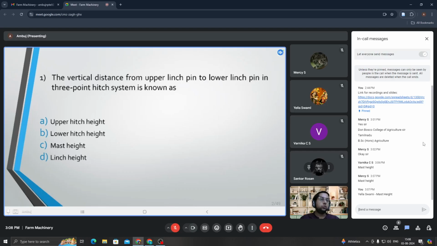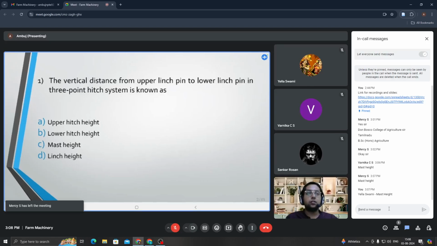One new person has also joined, so I would like to have his opinion also. Please do give your opinion about this question in the chat box. It need not be correct in the very first attempt. You just try to answer this particular question. It is based on the previous week's content. Then we'll go for the explanation.